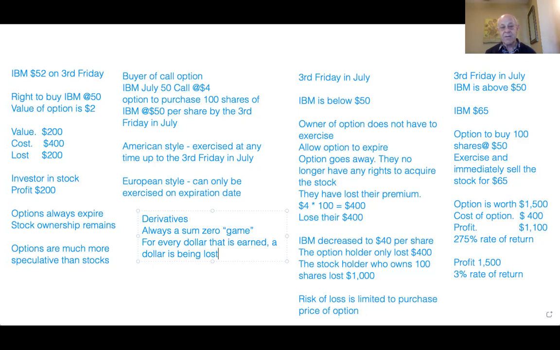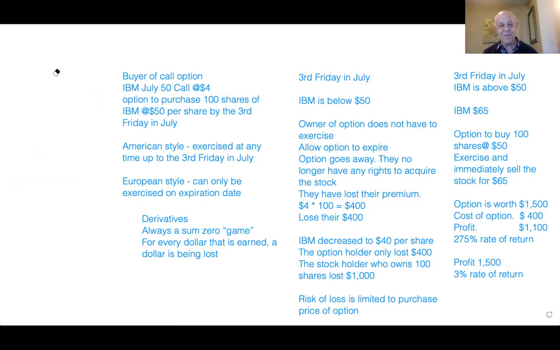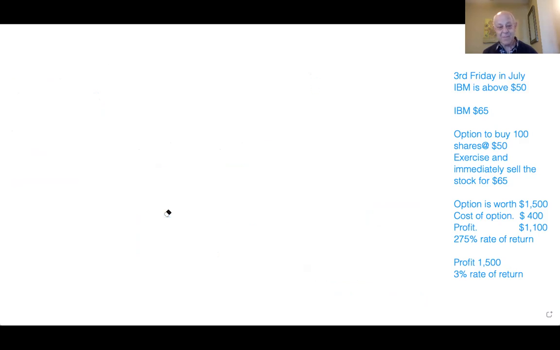All right, so this is the buyer of the call option. Now what I want to do is look at what happened to the seller of the call option. So I'm going to erase everything. And again, you can go back and replay the tape if you want to, go over this example in more detail. And hopefully you've been writing things down. Okay, so now let's talk about the seller of the call option. And again, it's the IBM July 50 call.